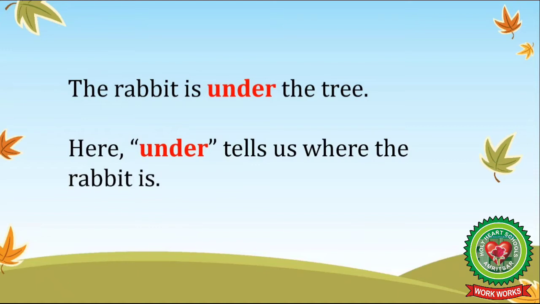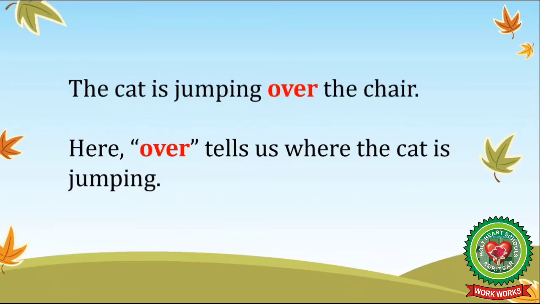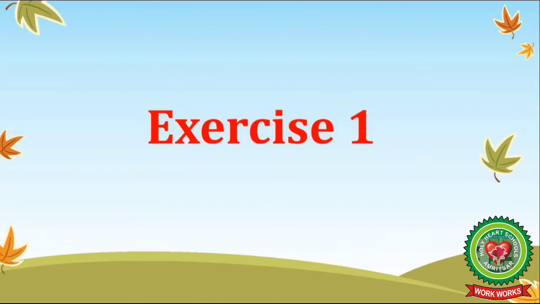The rabbit is under the tree. Here the word under tells us the position of the rabbit. Therefore, under is a preposition. The cat is jumping over the chair. Here the word over tells us the position of the cat. Therefore, over is a preposition. Now let's understand this topic with a few exercises.